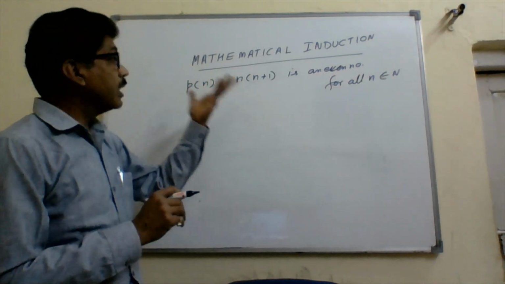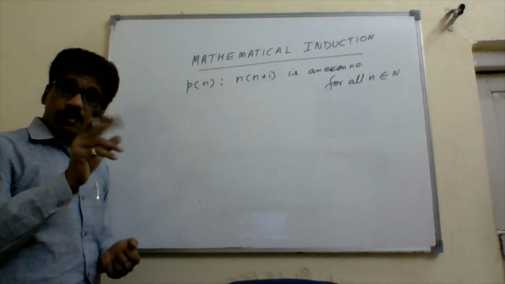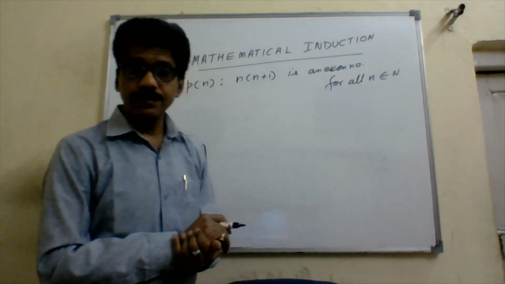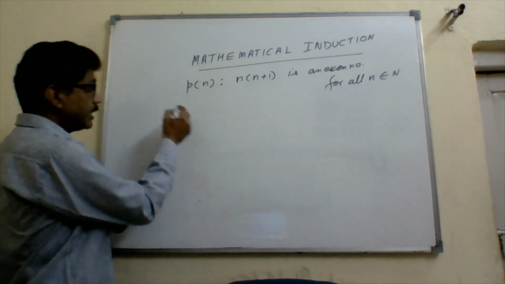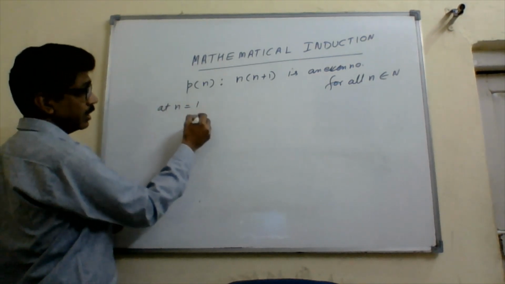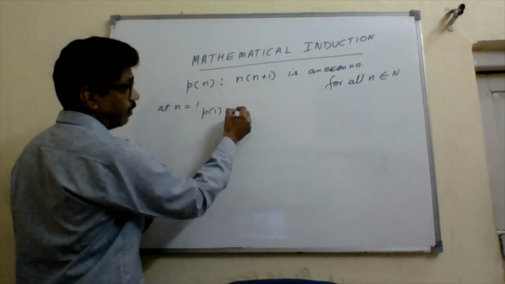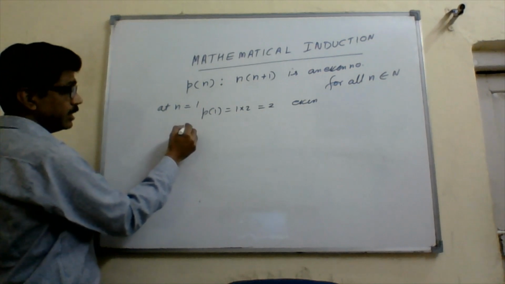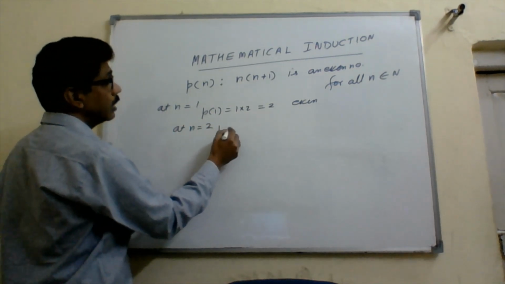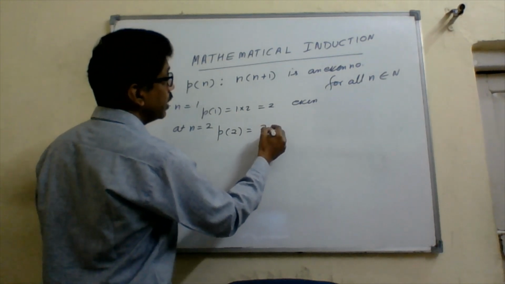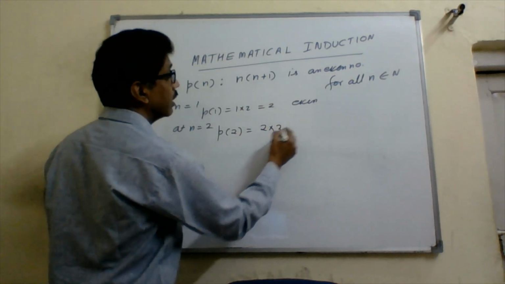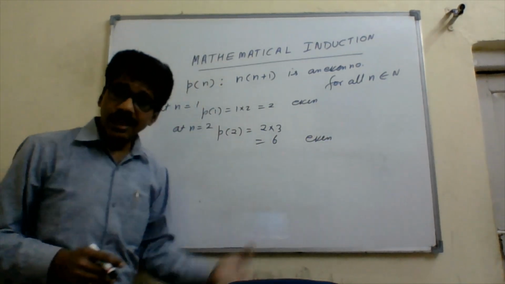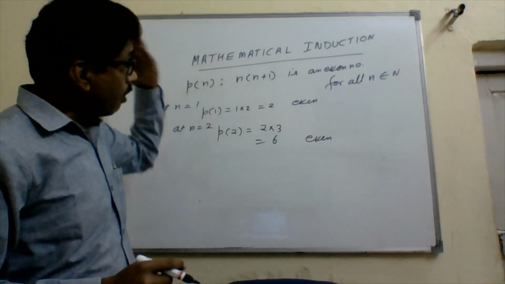Now if we check this, you will see that this statement is true for all natural numbers. For example, at n is equal to 1, P(1) is equal to 1 into 2, which is 2, an even number. At n is equal to 2, P(2) is equal to 2 into 2 plus 1, which is 3, which gives 6, which is again even, and so on. You will see that this statement is true for all natural numbers.